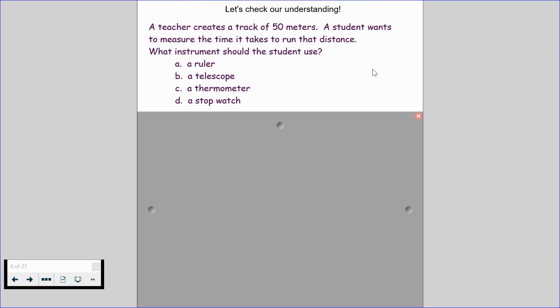So let's see if you can figure out which tools would be the best ones to use. A teacher creates a track of 50 meters. A student wants to measure the time it takes to run that distance. What instrument should the student use? A, a ruler, B, a telescope, C, a thermometer, D, a stopwatch. Well, notice we are talking distance. So if you said a ruler, you are correct.